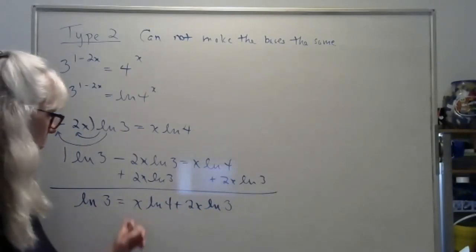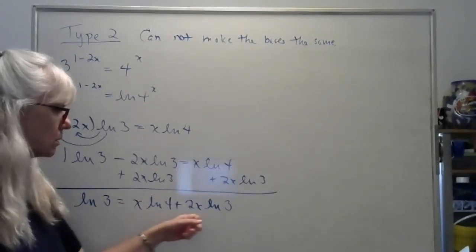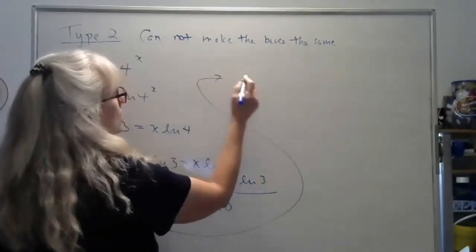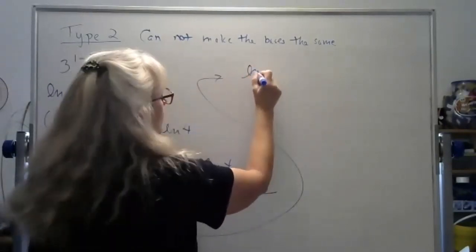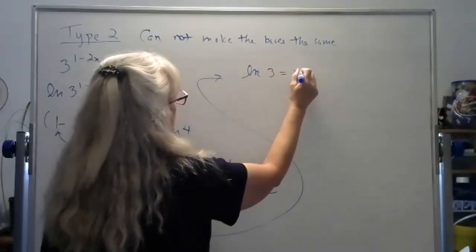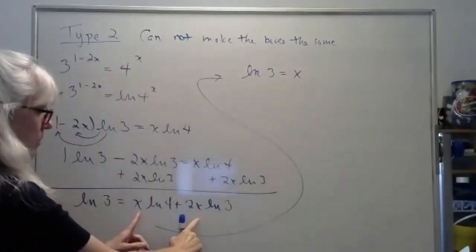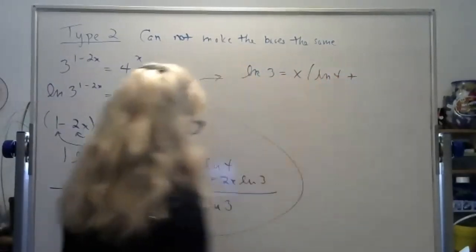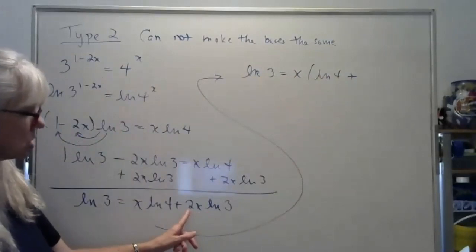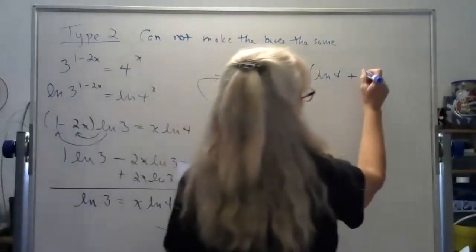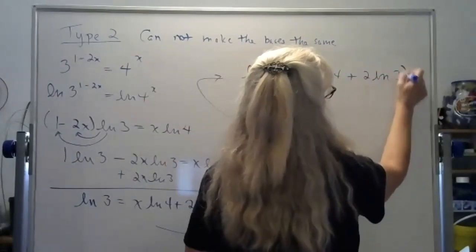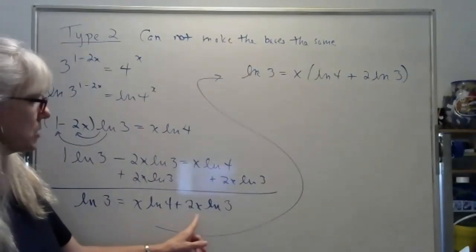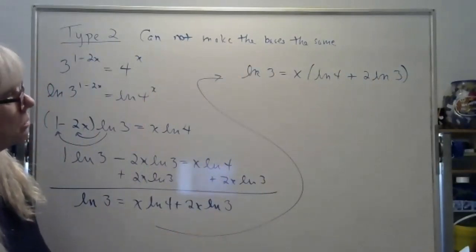Now what are we going to do? Well, our x appears in 2 different terms, which does us no good. So we're going to factor it out. I'm going to keep my natural log of 3 on the left side. On the right side, I'm going to factor the x out of these 2 terms. If I pull the x out of the first term, I'm left with the natural log of 4. If I pull the x out of the next term, I still have the 2 and the ln of 3 that are left. So I have x, and then in parentheses, the natural log of 4 left from the first term, and the 2 and the natural log of 3 left from the second term.